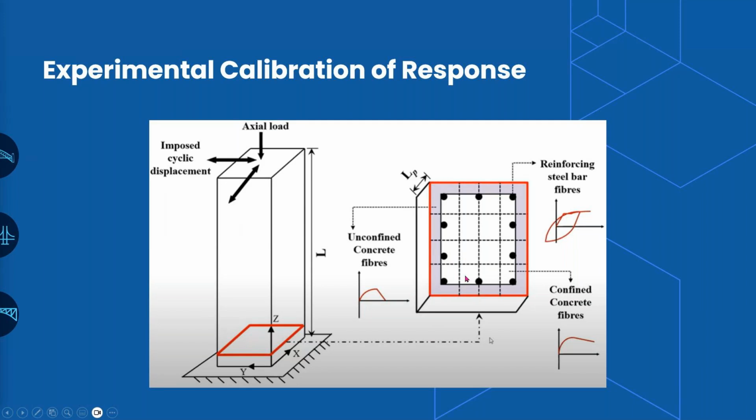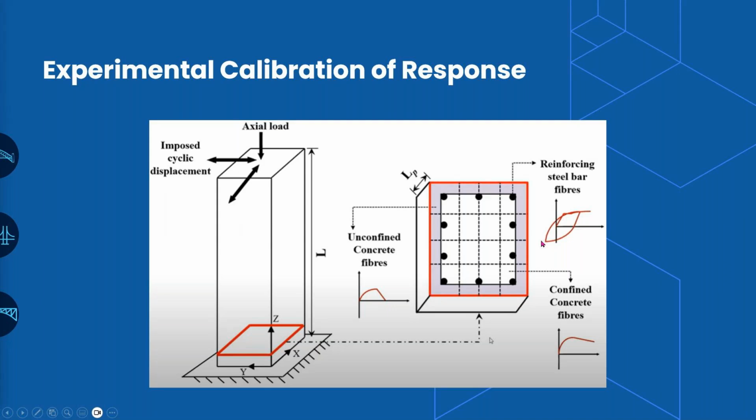Now, this particular calibration data are available in various research papers. So depending upon the type of the section that we have and depending upon other characteristics such as the material properties or the location of the structure, etc., on that basis, we can choose one of the hysteretic models for the assessment.